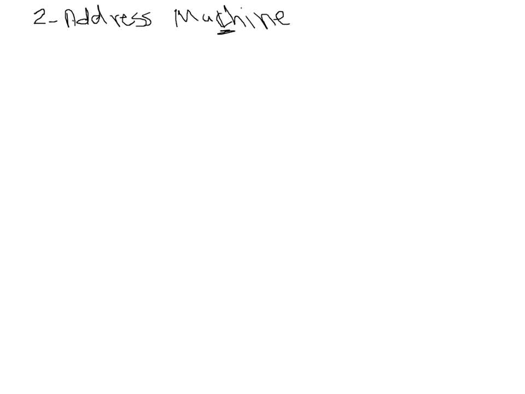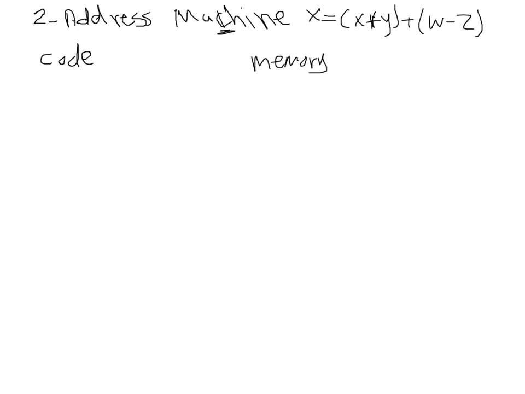We have the same equation. I think it was X equals X times Y plus W minus Z. Right, okay, so let's try to solve this. Now again we have our code here, and I put the memory reference here.